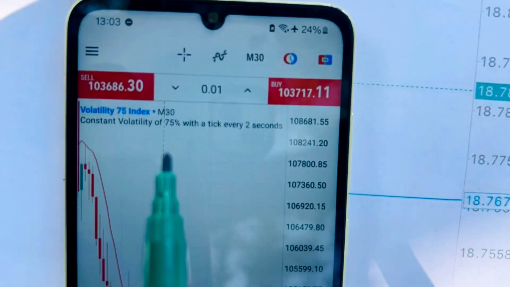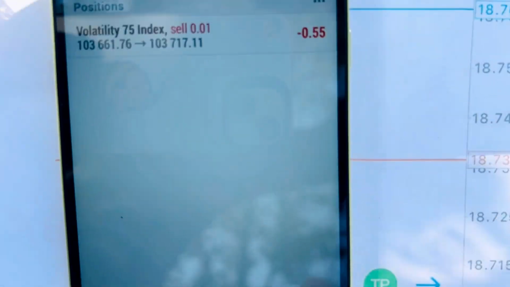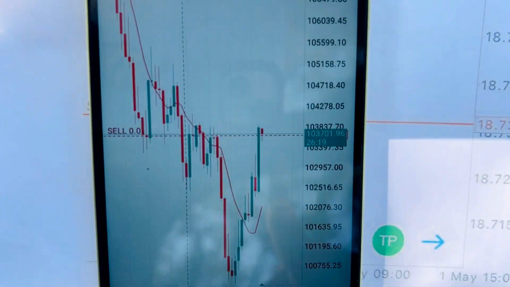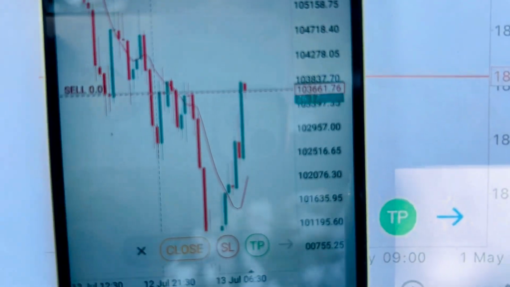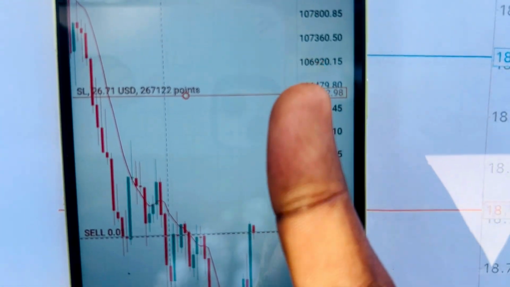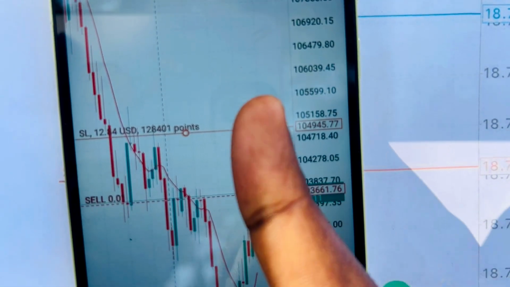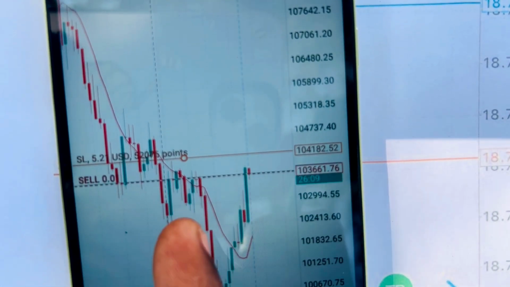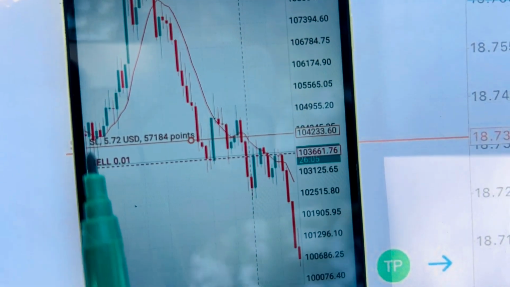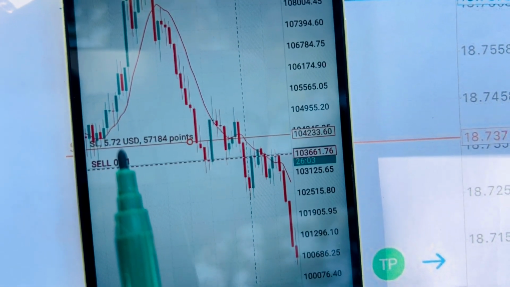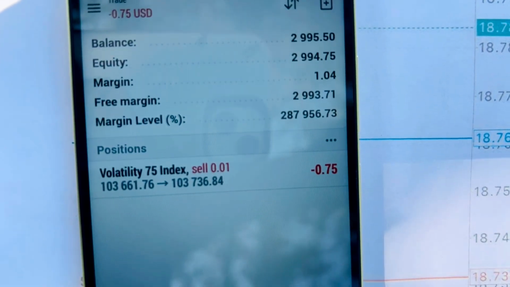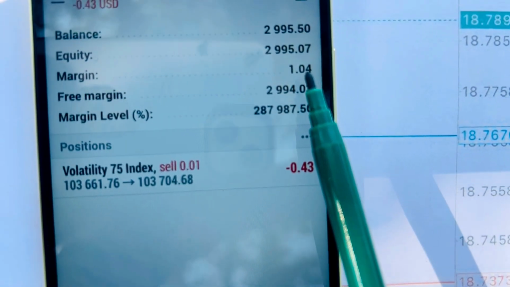Maybe let's say right now I take a sell position here. I go to trade, and I see that the margin is 1. Then I go to the chart. I want to make this practical. I tap here on SL, then I see SL, I see TP. I tap on this one. Since it's a sell, the stop loss must be above. Then this is how much I would like to actually risk. You can see this is $5.72.